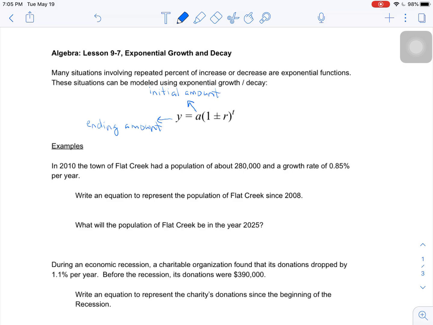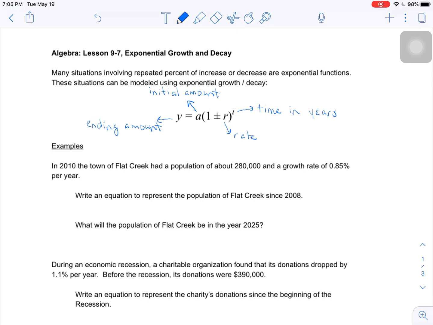So this T over here, that is the amount of time in years. So usually we measure things in years. That's kind of the default for exponential things, especially in the financial world. Everything revolves around 1 year periods of time. So that's the time. And then R, this is the rate.